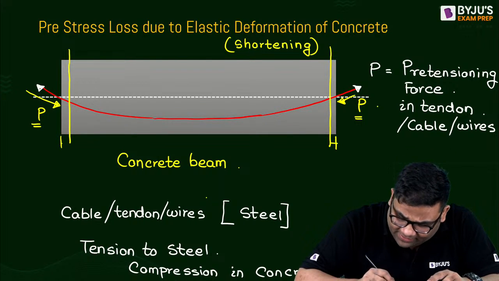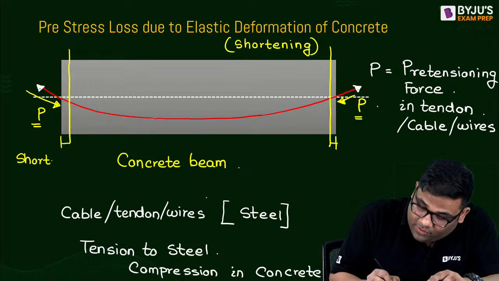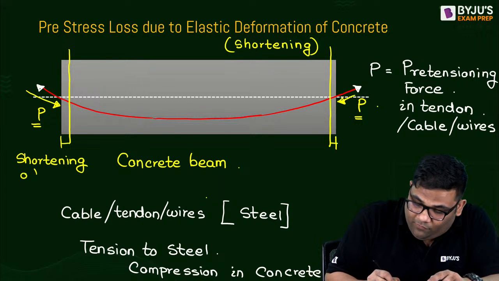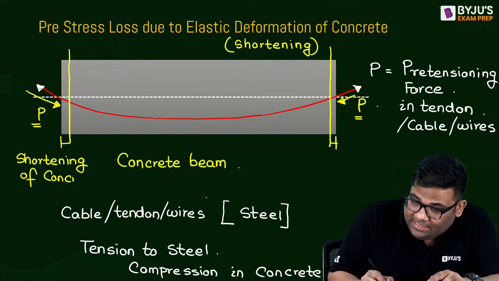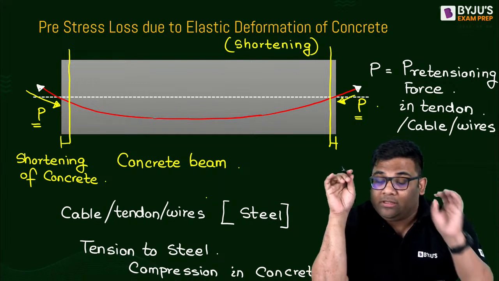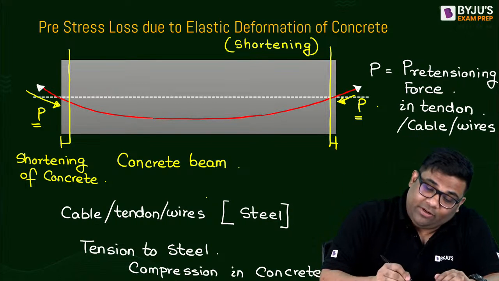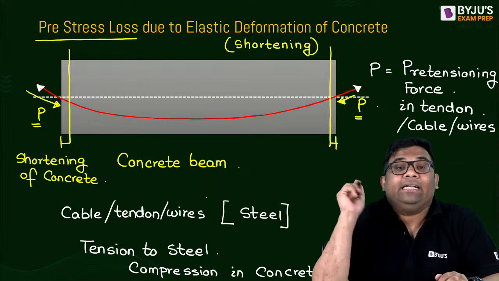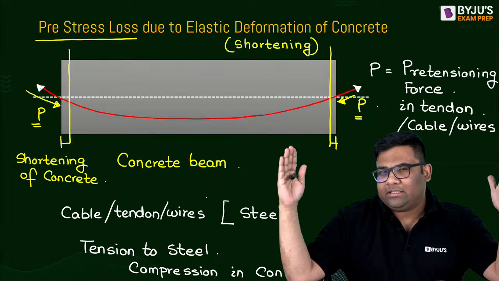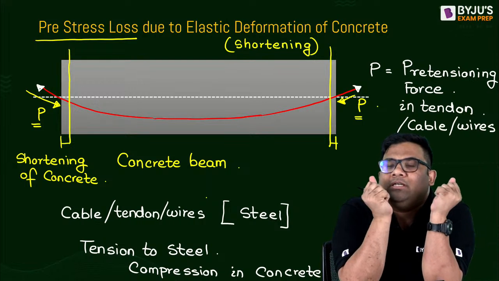Here deformation, here deformation. This is known as shortening or deformation of concrete, and it is elastic deformation. It is elastic shortening or elastic deformation. So due to this elastic deformation, there will be pre-stress loss in the tendon. You see, concrete was like this, and the tendon was also attached to this. So when concrete becomes like this, what will happen? The tendons will be loosened, right?